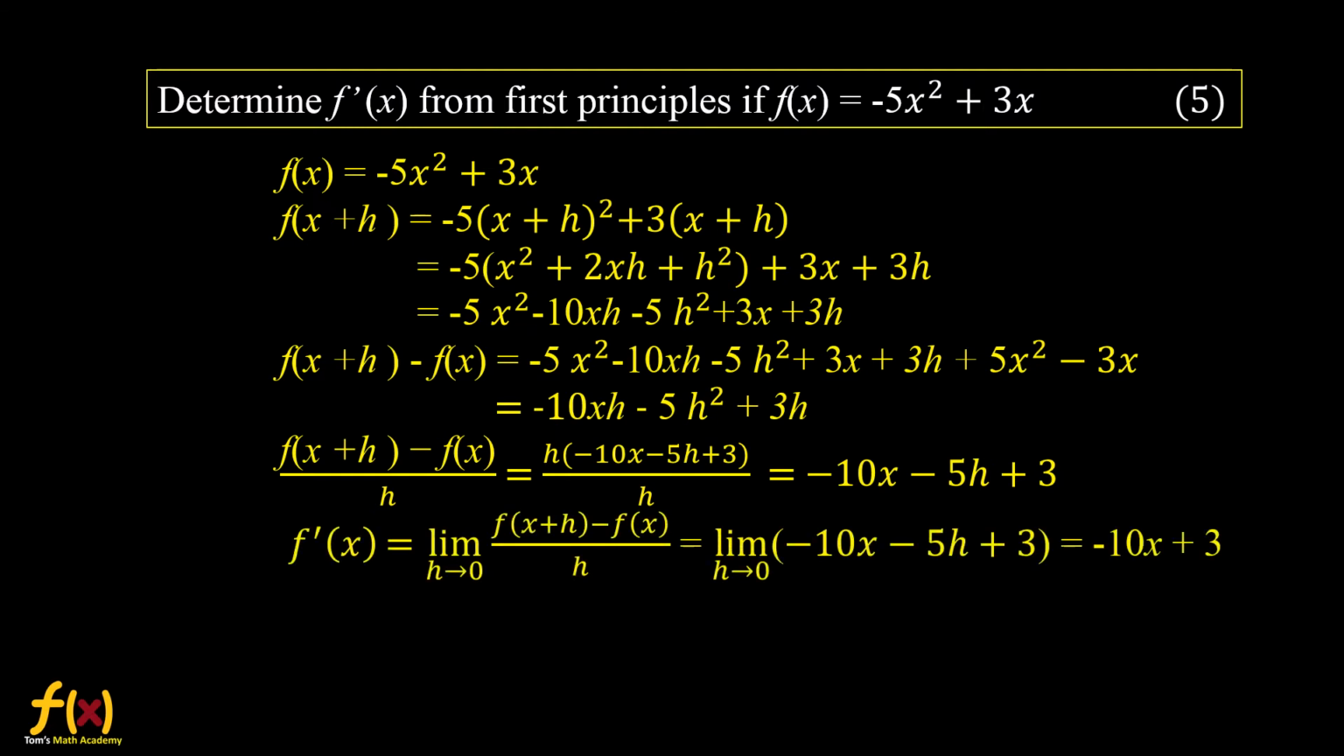We introduce the definition of the derivative. f dash x equals limit h tends to 0, f of x plus h minus f of x over h. Then we substitute 0 for h. And finally we get the answer, minus 10x plus 3.